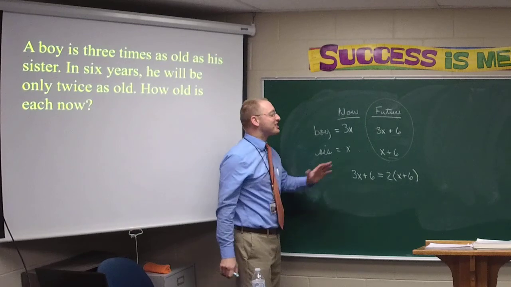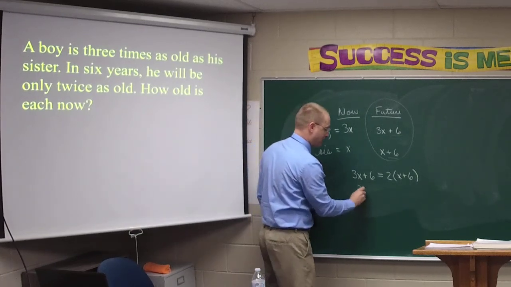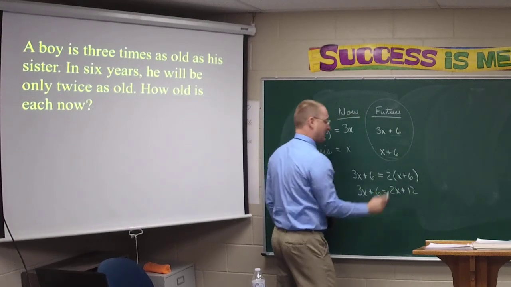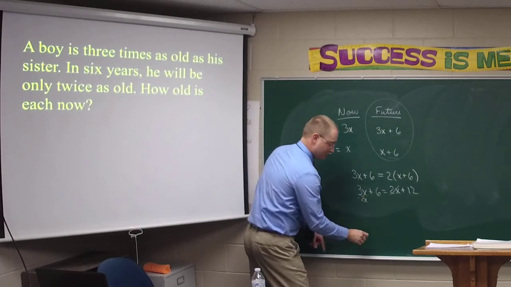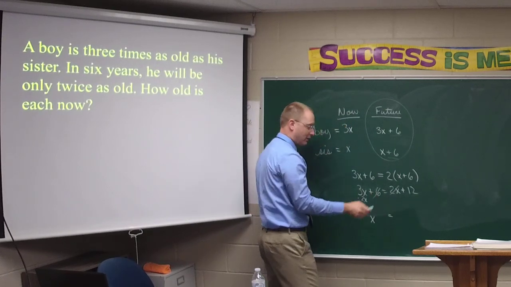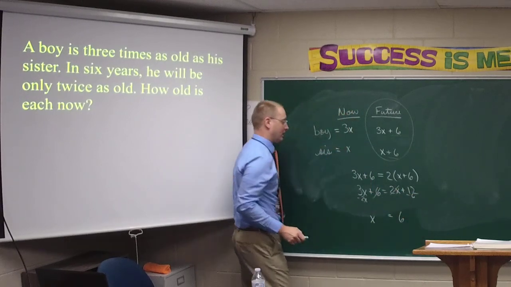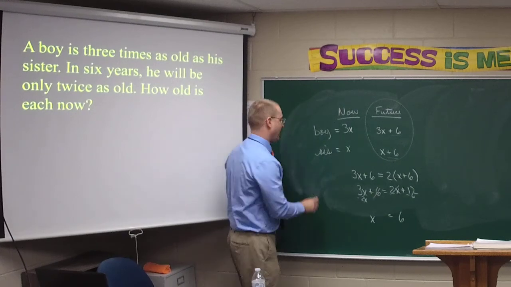So, to solve the equation, class, we just distribute the 2 to get 3x plus 6 equals 2x plus 12. And we get rid of the little x by turning it into a negative 2x over here to get x. And we send the positive 6 over as a negative to get 6. And apparently, how old is the sister right now? 6. Right now, she's 6.